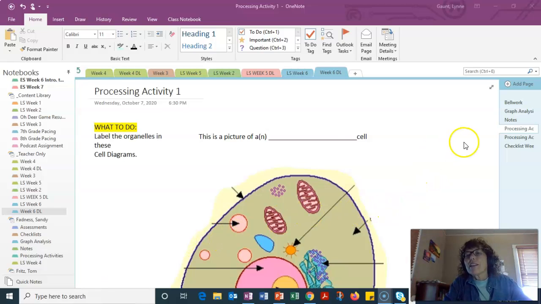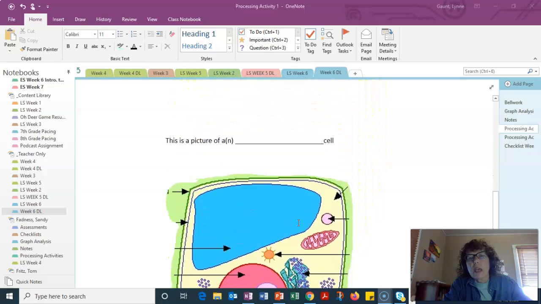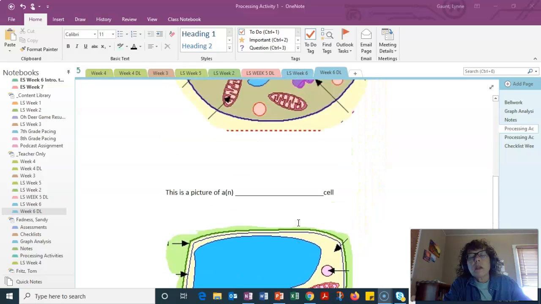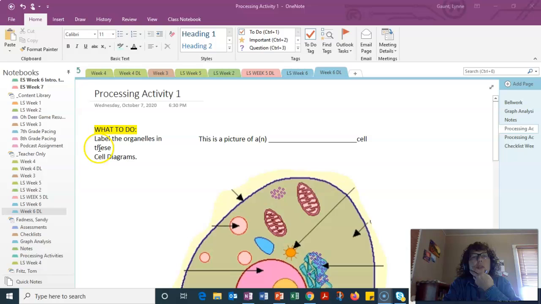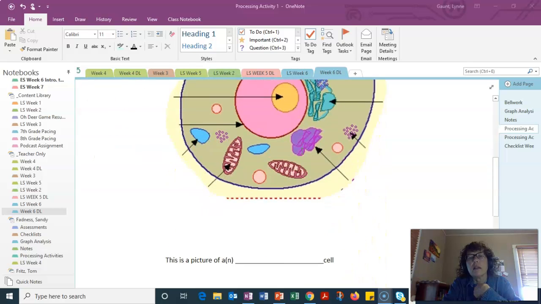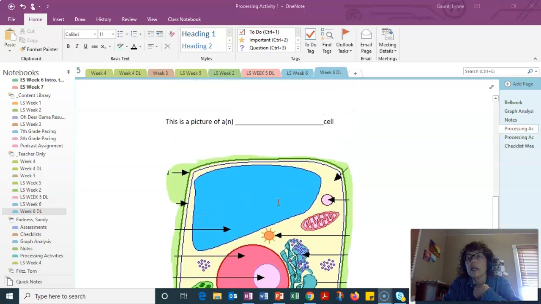Okay, processing activity 1. If you've watched the video, and I'm sure you have because you're good at following directions, you learned about all these different organelles that we find inside cells. I've got 2 pictures of cells on this page, and they are different from each other. It says to label the organelles in these cell diagrams. Above this cell, it says this is a picture of a blank cell, and above this cell, it says this is a picture of a blank cell.